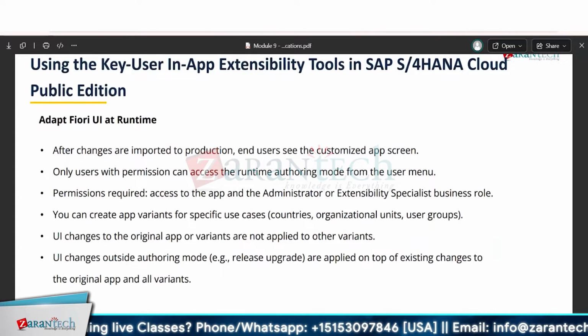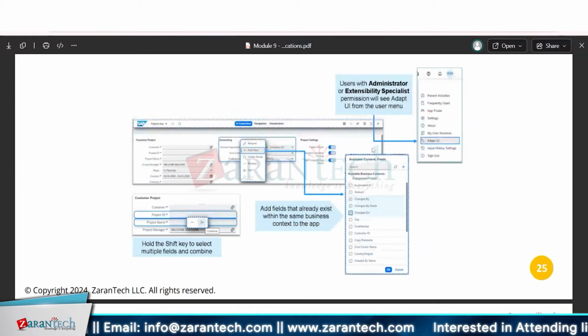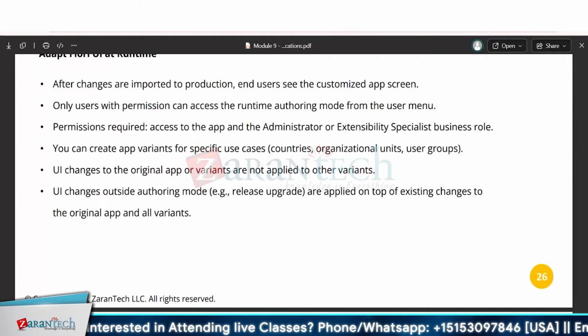Only users with permission can access the runtime authoring mode from the user menu. Permissions required. In order for you to access the runtime authoring, as I said, I was able to have the adapt UI button, but I didn't have any of these options under UI adaptation. So I was also limited with authorization. So that is what it is saying. Permission is required to access the app, and the administrator or extensibility specialist business role.